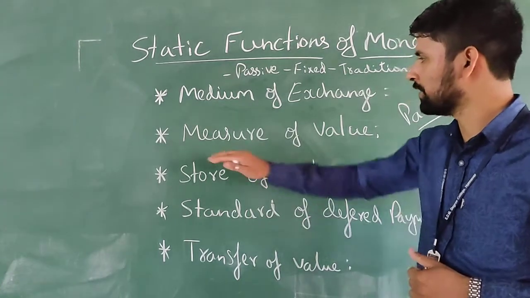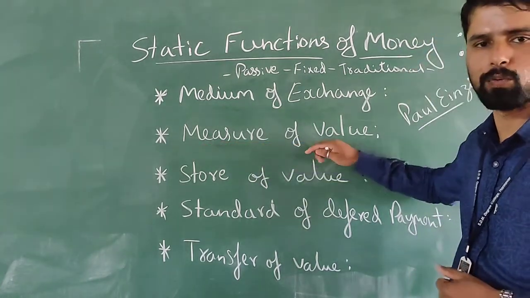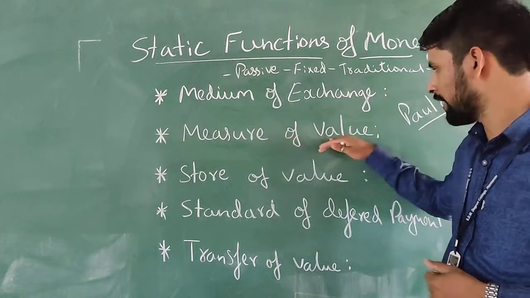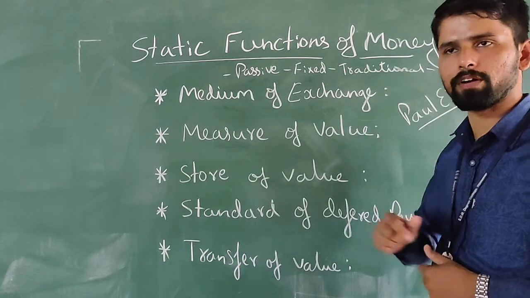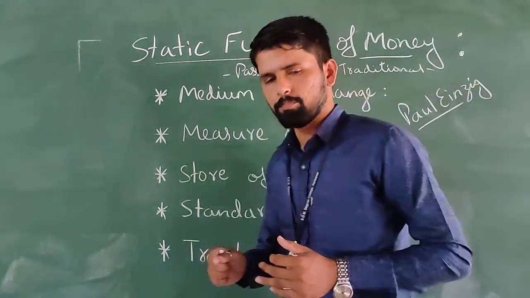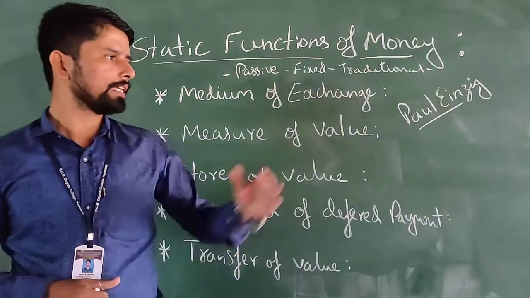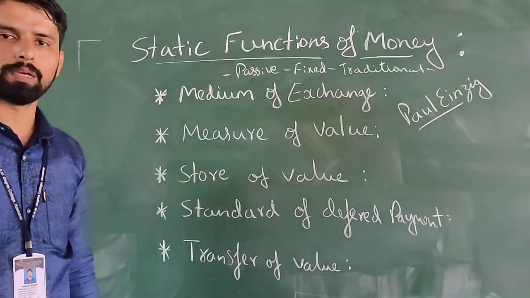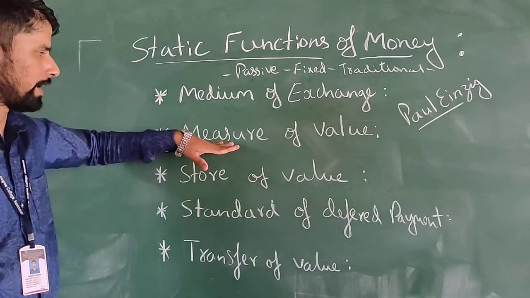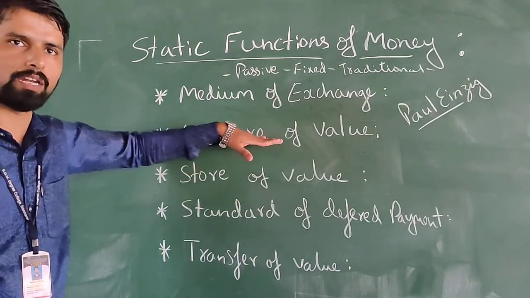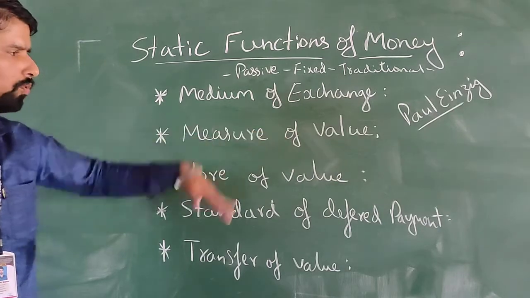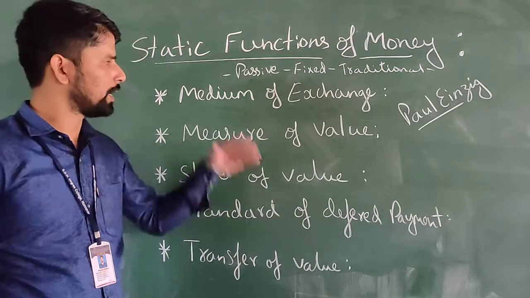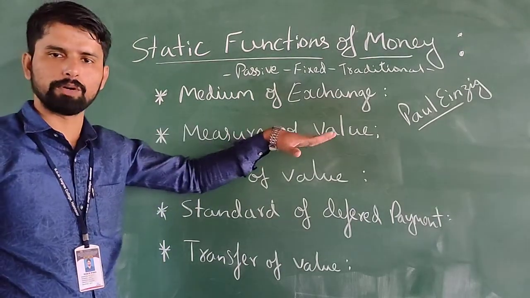Then second one, measure of value. The second static function is measure of value or unit of account. As money is used by all as the medium of exchange, it also measures the values of commodity. So to solve the difficulties in the barter system, money measures the values of commodity.